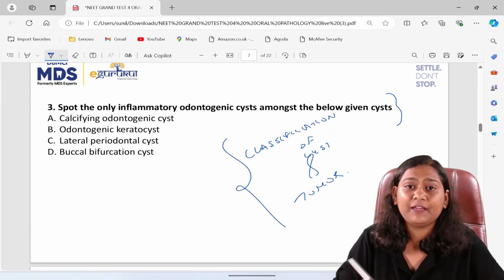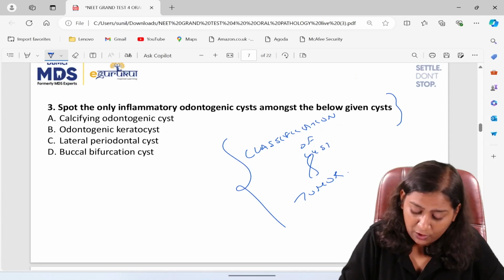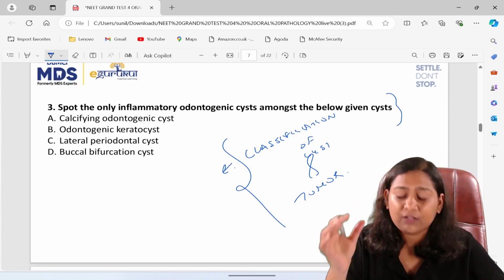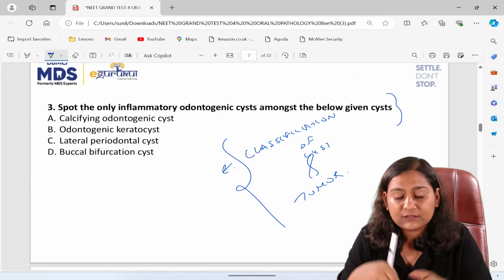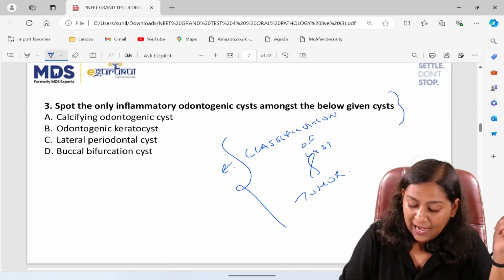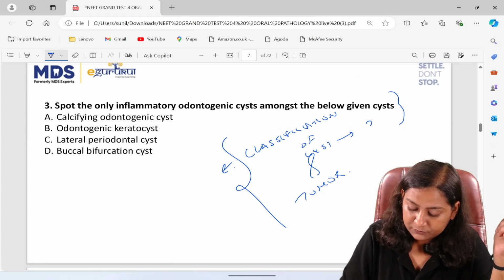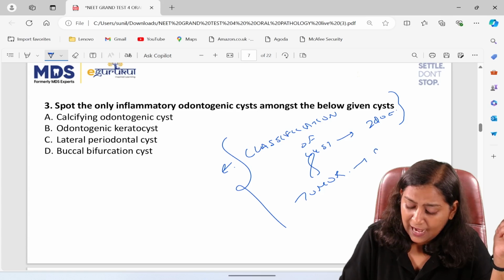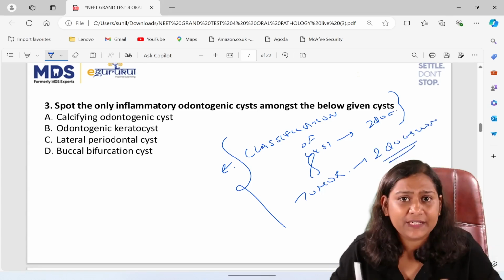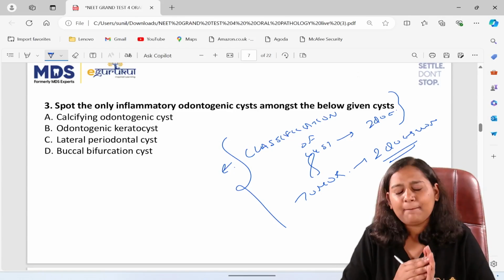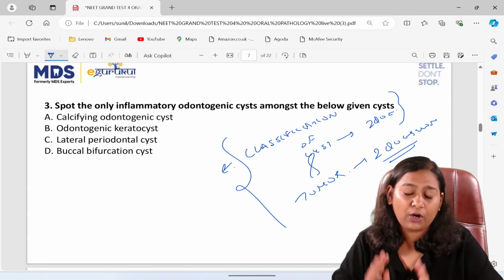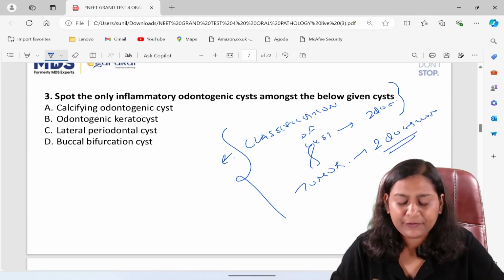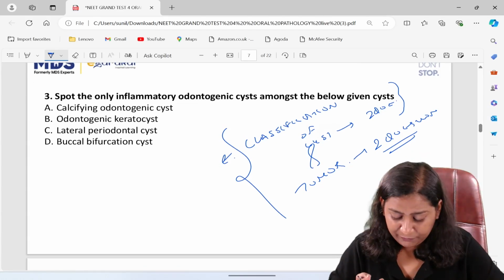If you see my recall session, for the past 3 years they have been giving questions from cysts and tumors. In fact, this year NEET had two questions from cysts and two questions from tumors, and they were very direct questions. Just remember the basics taught in your class and that will suffice for your preparation. So the inflammatory odontogenic cyst is very easy.